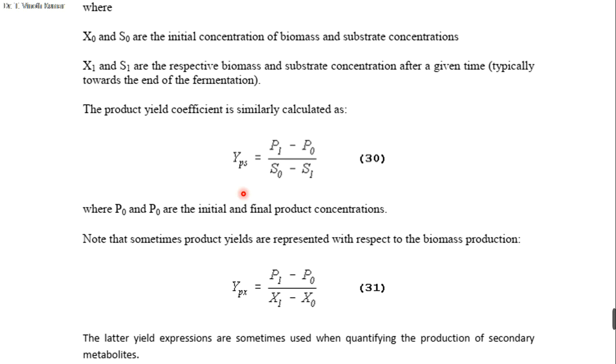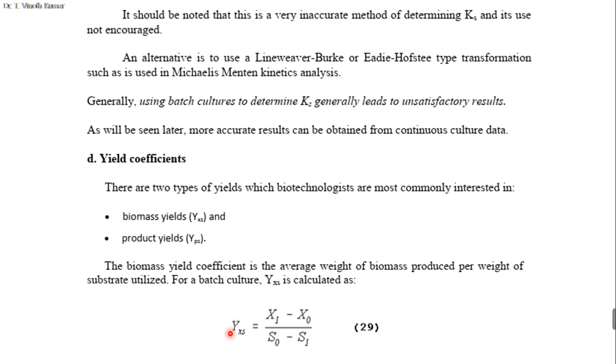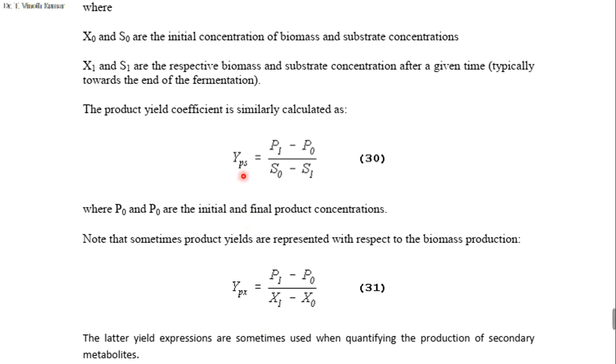So this is separate. You should remember that Y_XS is only the biomass, Y_PS is only the product, and Y_PX is both the product and the biomass. That is different, and later yield expressions are sometimes used in quantifying the production of secondary metabolites, so this may be very useful.